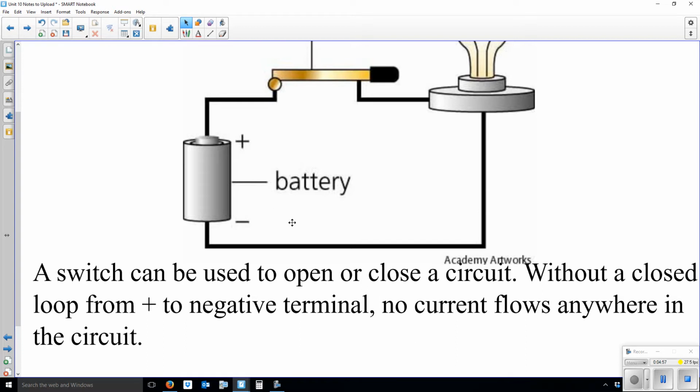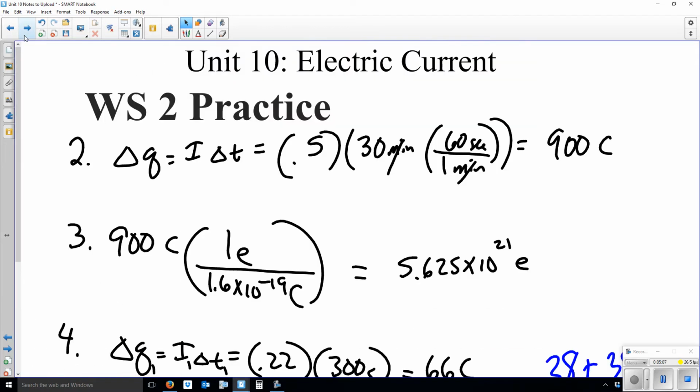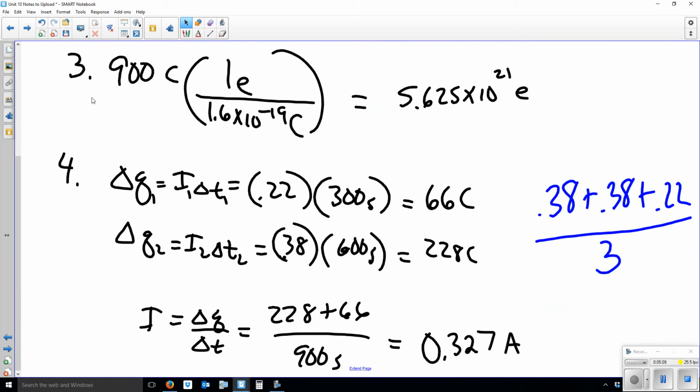So without a closed loop from positive to negative terminal, no current flows anywhere in the circuit, and that means anywhere as long as there's no closed loop. Some answers to some of the practice quiz stuff. Take a look at that if you want.